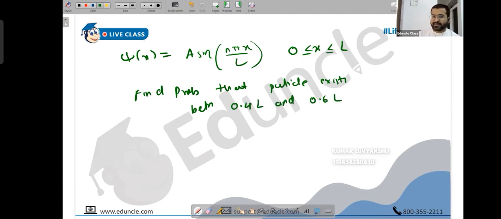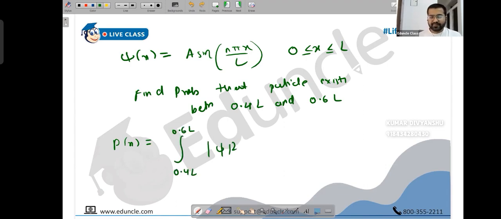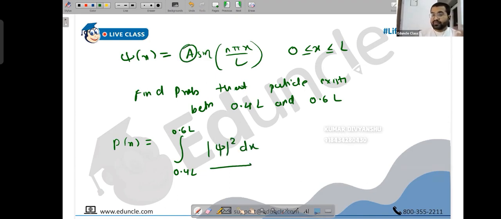Something like this. So we just learned the probability that the particle exists between A and B. So you have 0.4L to 0.6L, and then mod psi squared dx. But the problem here is that when you calculate this, A is unknown. So this is a two-step process. First, you use the normalization condition to find the value of A. After finding that, you substitute and calculate this. So it's a two-step process now.